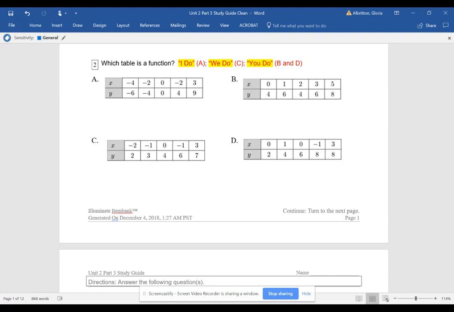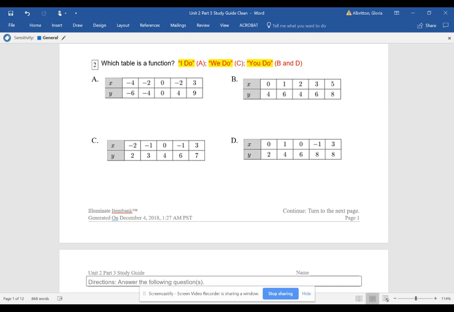And again, the version that I'm looking at was broken down into the I do, we do, you do that we're used to in class, but it's the same material that you're working on. So I'm going to actually do the first two, the I do and the we do, and then I want you to try the part that says you do.